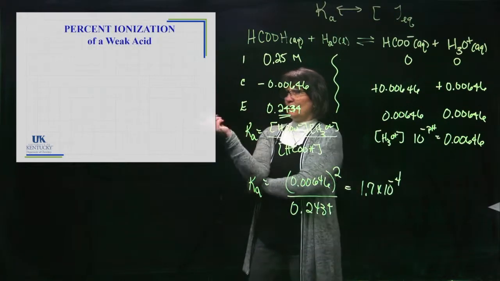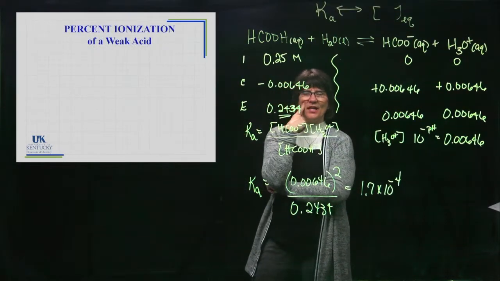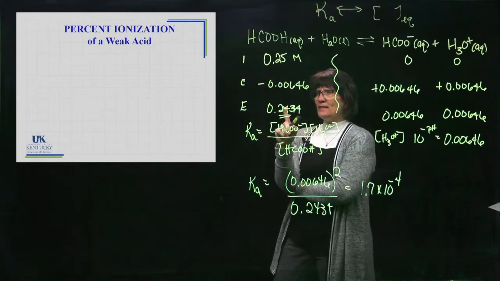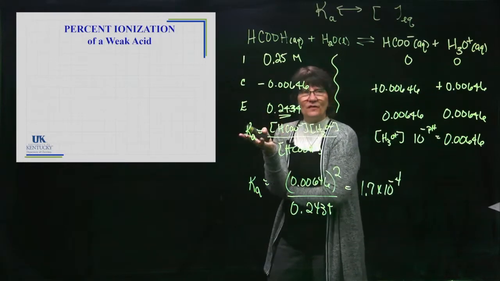All right, let's define something. Let's define something called percent ionization. Sometimes when we're talking about acids, we will talk about the pH of the solution.